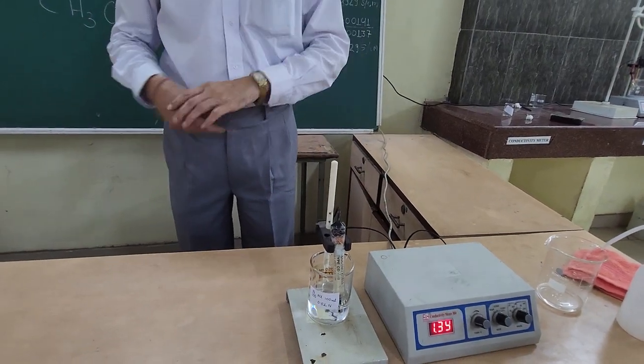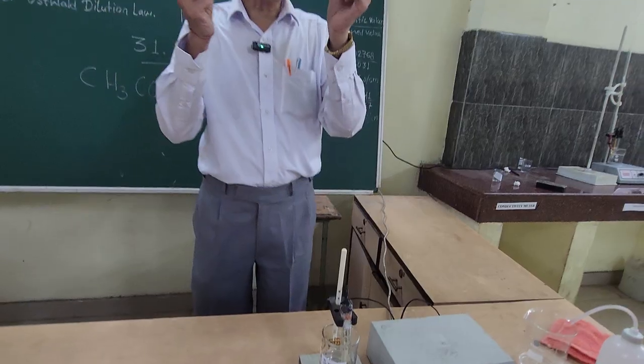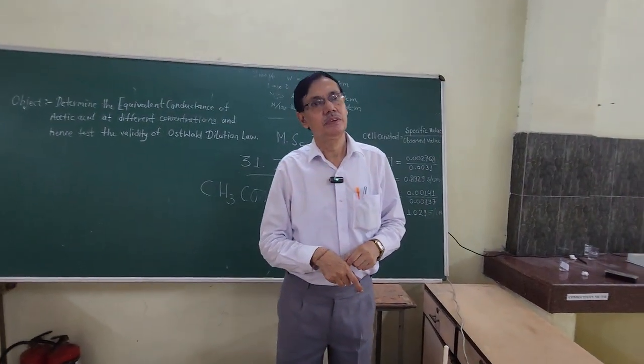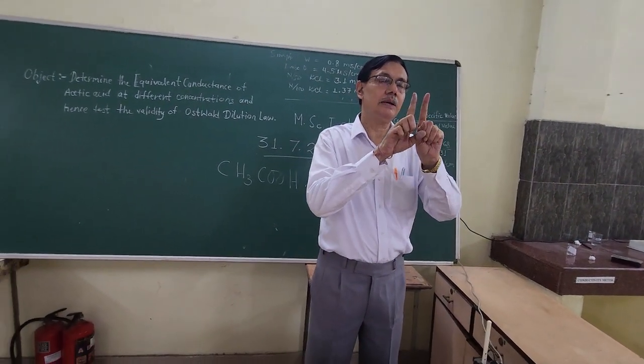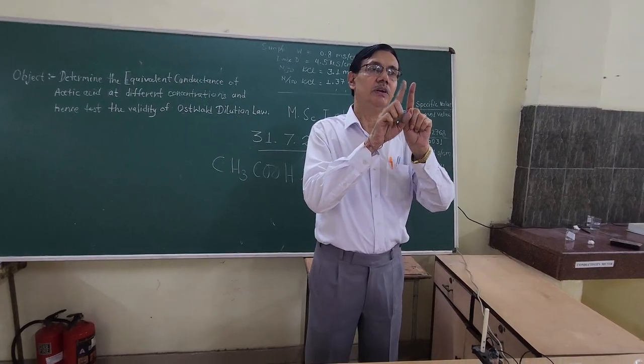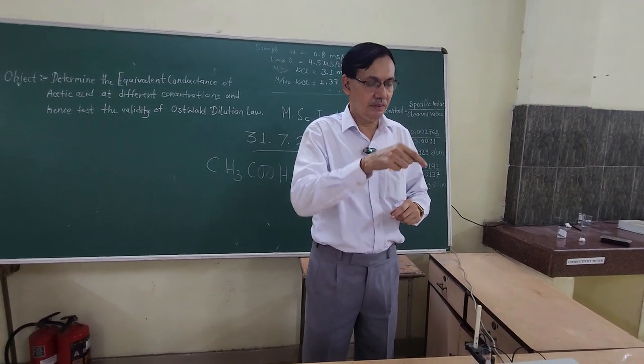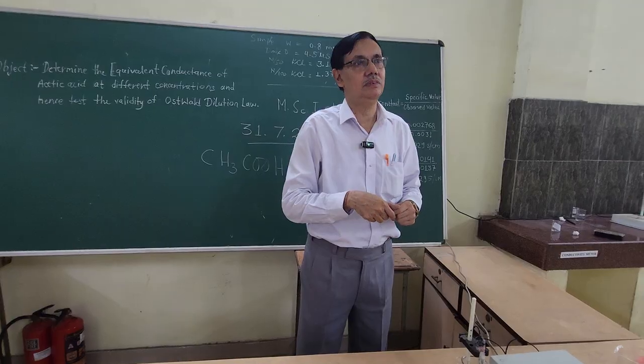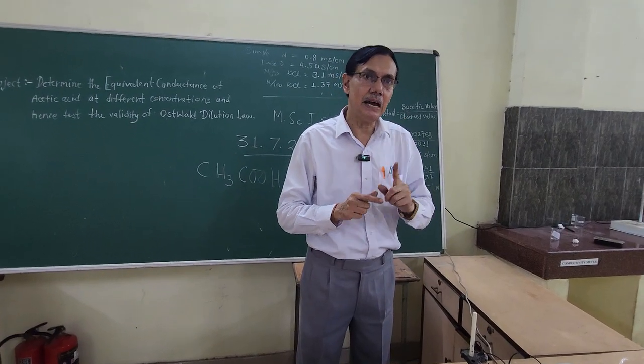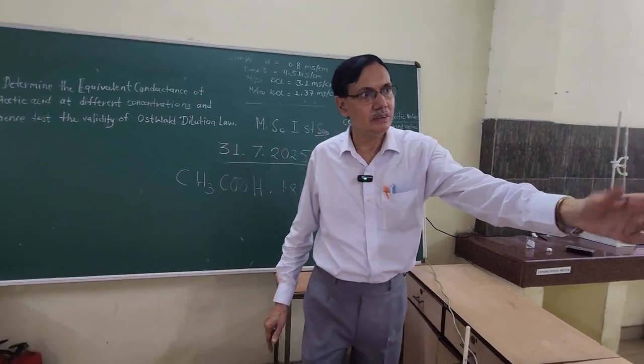It is a conductivity cell, and you know the theory of the cell constant. Sometimes there are 2 electrodes and the distance may not always be 1 centimeter, and the area of cross section is 1 square centimeter. So the first part is that. What is the first part of this experiment? Firstly, we prepare N/50 and N/100 KCl solution.